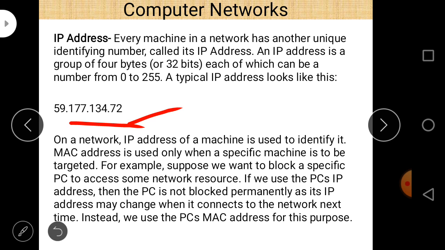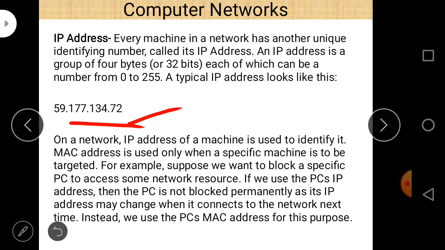So there are three important points. First of all, IP address is a logical address. Second thing, it is a unique address. Third important point regarding IP address, it is an address of 4 bytes, meaning 32 bits, and this address is provided by the service provider, the internet service provider, ISP.